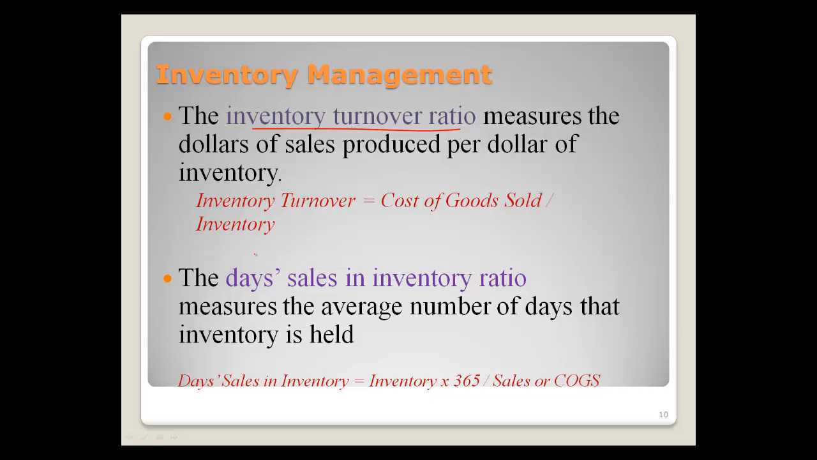Another ratio which is actually pretty related to the inventory turnover is called the days sales in inventory. Basically this ratio means how many days on average it takes you to turn over your inventory, or how many days on average you are holding your inventory. If you multiply these two ratios together, you end up with one fixed number, which is 365, the number of days in a year.